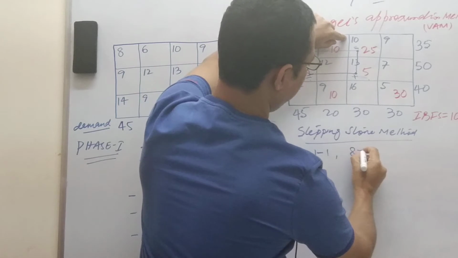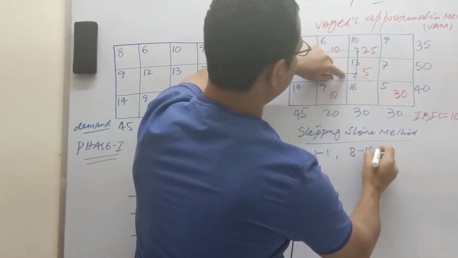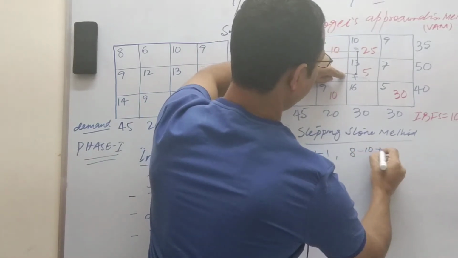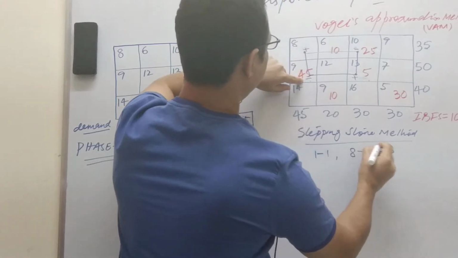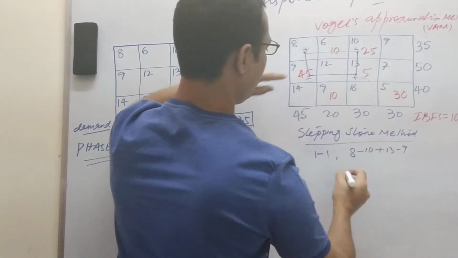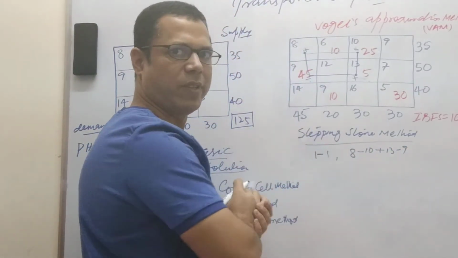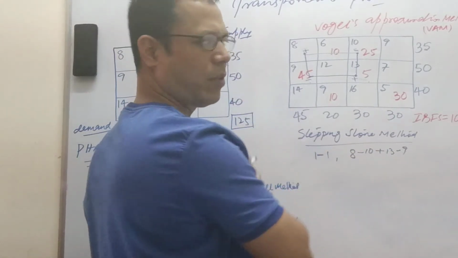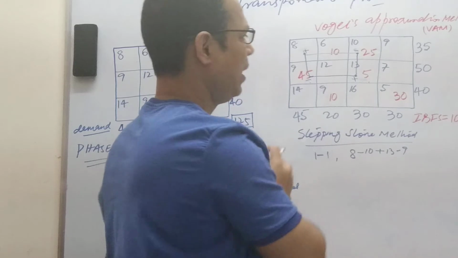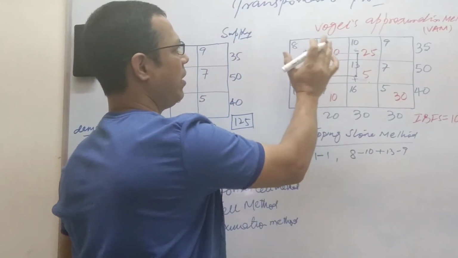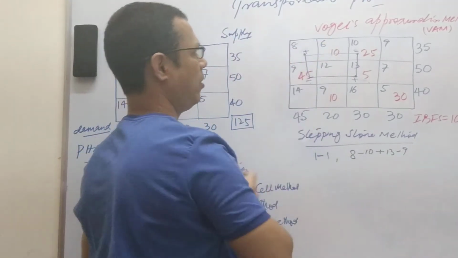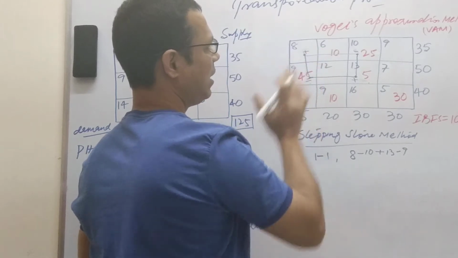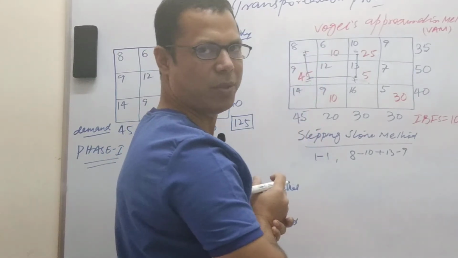Here cost is 10 with negative sign. Then again cost is 13 with positive sign, and negative sign with cost is 19. So we just need to check, is there any cost variation? If it is going to give more cost, then there is no need to move from this cell to another cell. It means the cells allocated by Vogel's approximation, we will consider suitable to get the optimal solution.